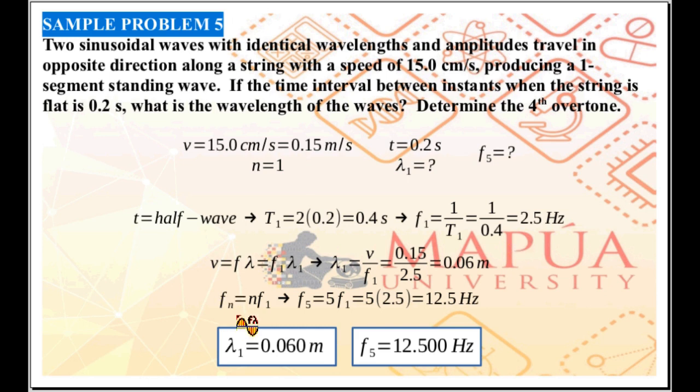And knowing F1, we are able to determine the fourth overtone, F5, because one equation for the harmonic frequencies is Fn is equal to n F1. Fourth overtone is F5. Harmonic number is 5. So F5 is equal to 5 F1. 5 F1, or F5, will give you 12.5 Hertz. F5 is equal to 12.500 Hertz.